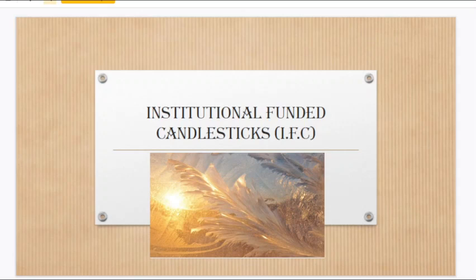Today is a very important day in our lives because we are going to be exposed to trading like the banks do. We're going to be exposed to a very important topic, one of my favorite, institutional funded candlesticks. Ensure that if you don't understand what a candlestick is, you watch the video concerning what a candle is, so that you can understand what we are talking about.